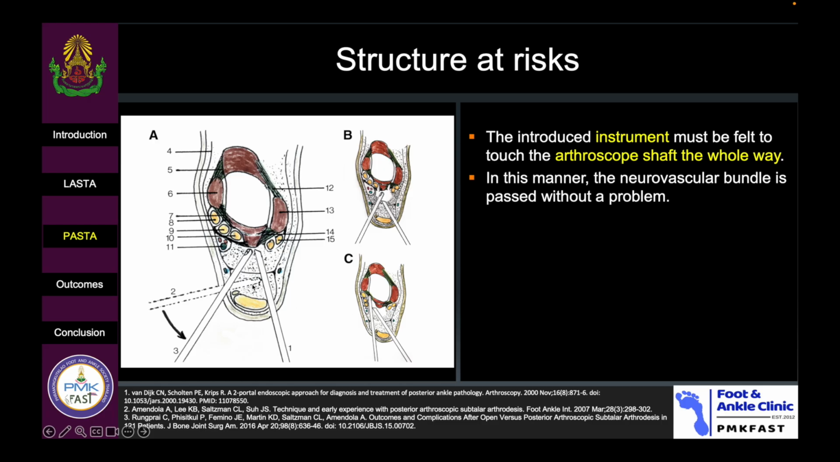Usually you touch your shaver on the shaft of the camera and slide distally until the tip of the shaver goes further than the distal part of the camera, so then you can see the shaver. And when you start eating, keep in mind the FHL tendon will be the most important structure. You have to find it first in order to prevent injury to the neurovascular bundle.